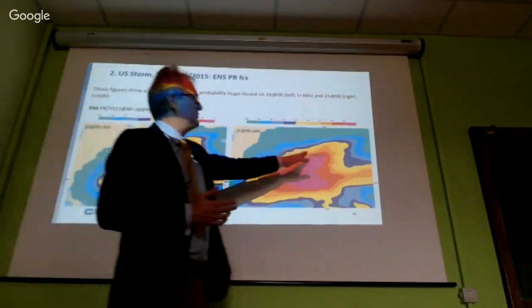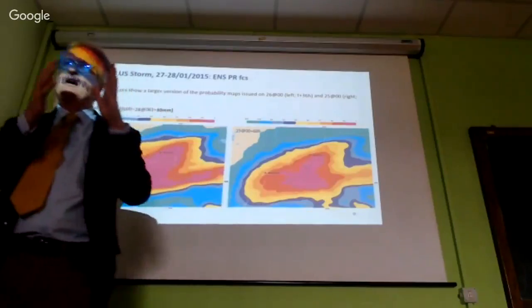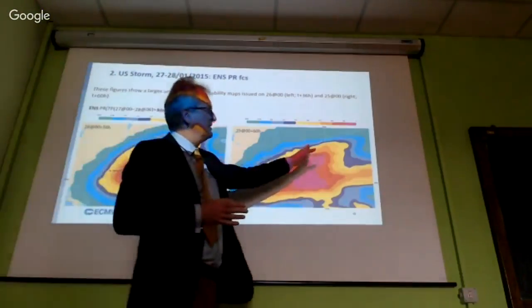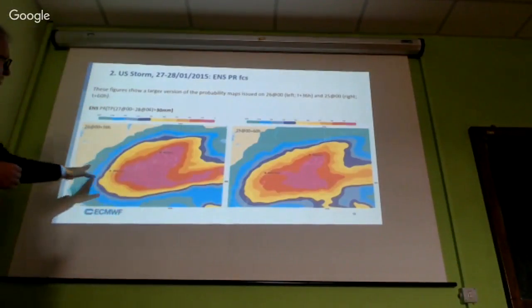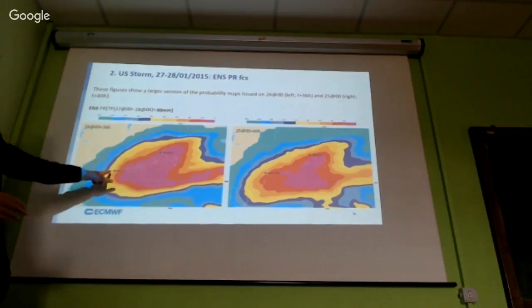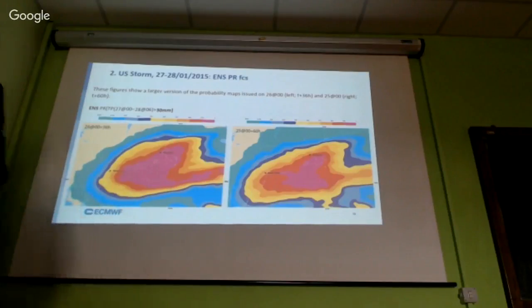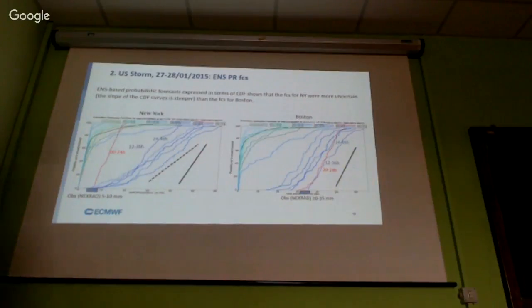of very high probability. High probability means all the ensemble members were consistently suggesting Boston is going to be hit by the snowstorm, while for New York, there is a much larger uncertainty, and the probability is lower. So this is the type of information that the ensemble can give you if it is reliable, and I will discuss reliability, what it means.